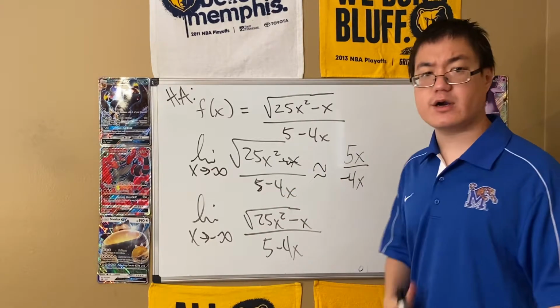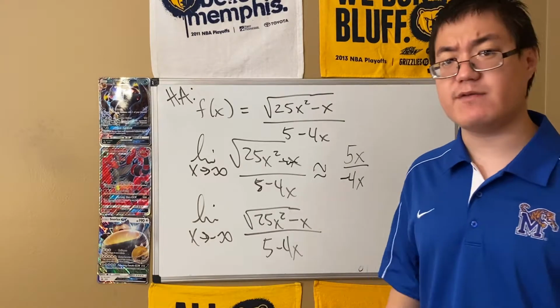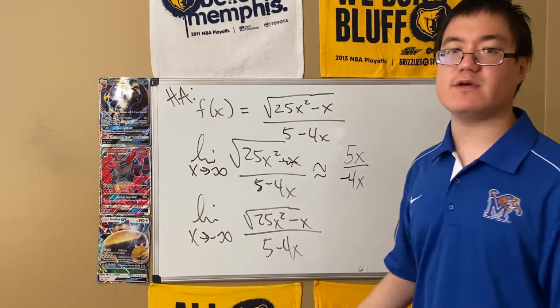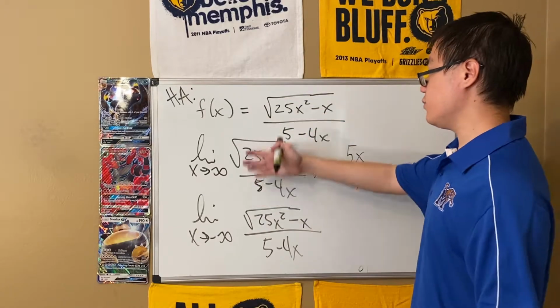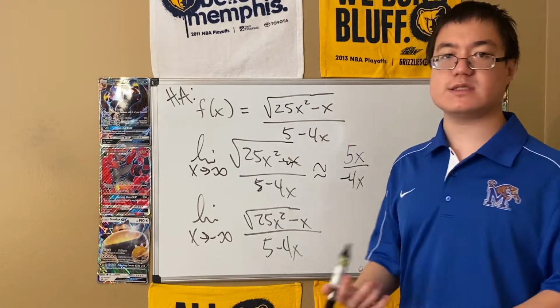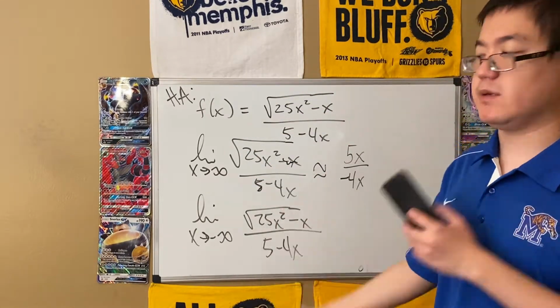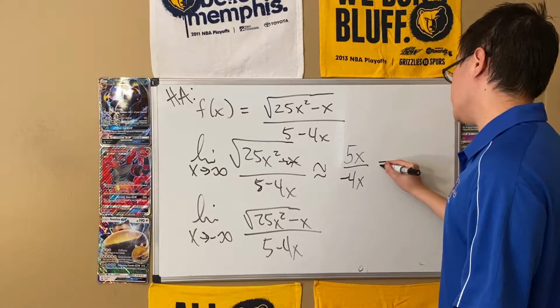So which one do we have on our hands? Same heavy, top heavy, or bottom heavy? This is going to be same heavy because they're both like x's. Square rooting x squared is really similar to an x. That's why it's going to be same heavy. So this answer is going to be negative 5/4.